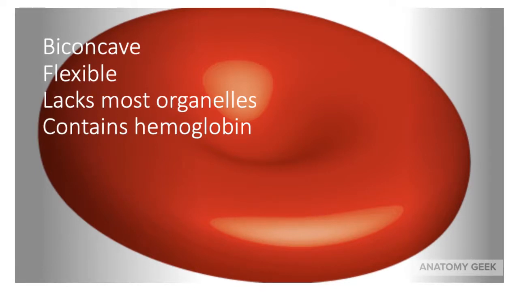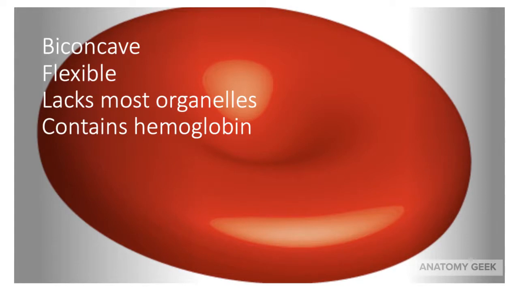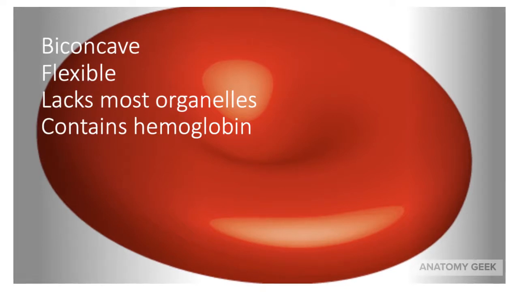Another characteristic of the erythrocyte is that it lacks most organelles. The lack of a nucleus means that this cell is not going to survive for very long. In fact, they have a lifespan of about 120 days.